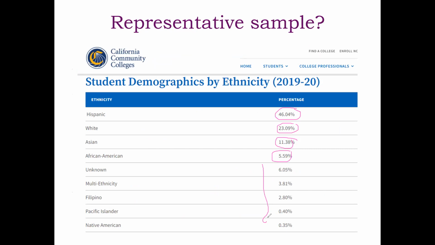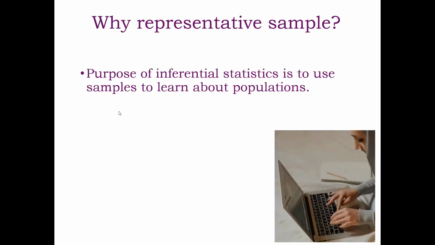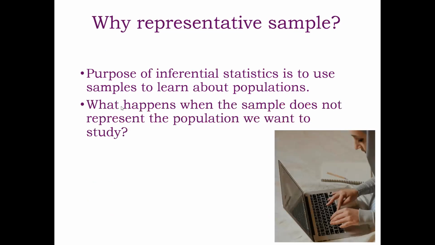So if we get a sample of California community college students, we want the proportion of these different ethnicities in the sample to more or less reflect the same thing as in the population so that it's representative. We want about 46% Hispanic and so forth. So why is this so important? Because if we want to learn about populations based on samples, we want our sample to accurately reflect the population.